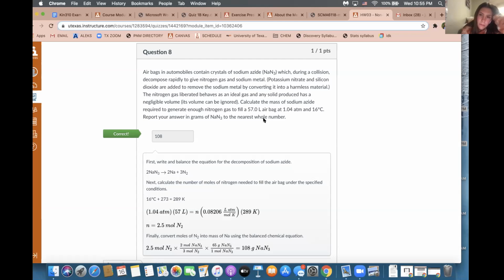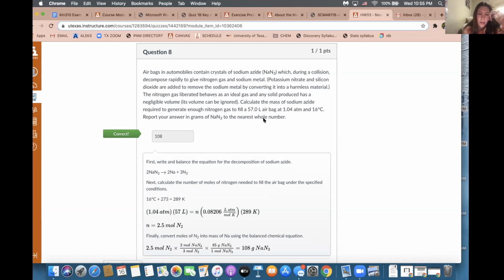It says calculate the mass of sodium azide, NaN3, required to generate enough nitrogen gas to fill, and so on. Okay, once you have the balanced equation, I would skip to what it's asking you, which is to calculate the mass of NaN3. And it's always going to be a relationship between two things. You have this reactant NaN3, and it's wanting you to relate that to the N2, that nitrogen gas.